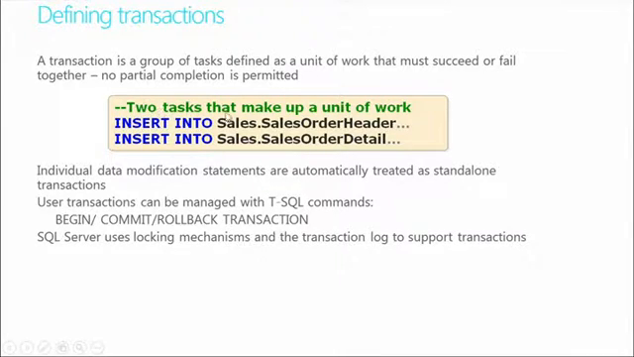So this is an example. It's a group of tasks defined as a unit of work. These two tasks make up a unit of work. Insert into sales order header. We have a new order that came in. The general information about the order is in the order header table, but the details are in the order detail table. So if we're adding content in the sales order header table, we want to make sure that the details about that also get added into the details table. And if we can't do that, then we're going to have a problem. So we need to make sure that we have a way to resolve that problem or manage that problem.